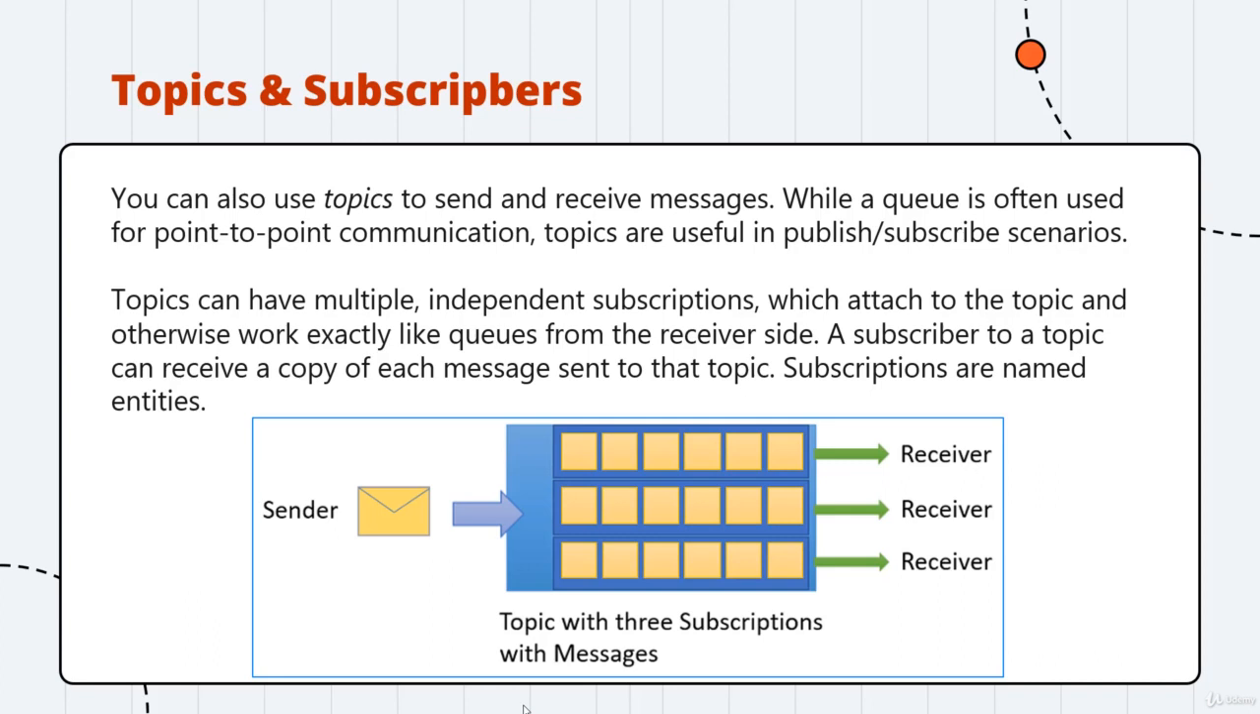Topics can have multiple independent subscriptions which attach to the topic and otherwise work exactly like queues from the receiver side. A subscriber to a topic can receive a copy of each message sent to that topic. So in the image here, you can see that for one topic, there are 3 subscribers. What will happen is when a message is sent to that topic, all the 3 subscribers or receivers will receive that message. So with that, you understand the basic terms in a topic subscriber.